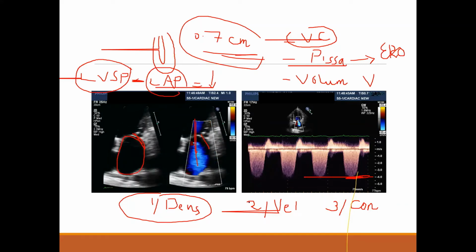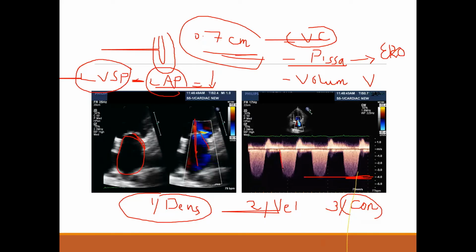But the correlation is not linear at all. So let's say there is no relationship between the peak velocity and severity of mitral regurgitation. But we have a strong and specific correlation between the contour of the signal and severity. So if the signal looks like this one, versus it looks like this one.